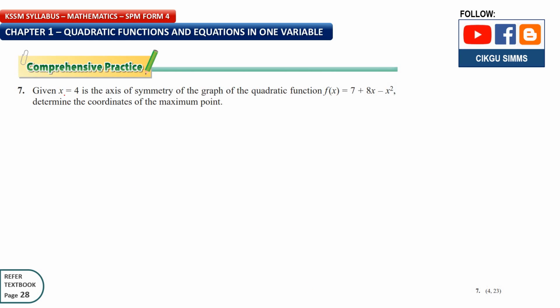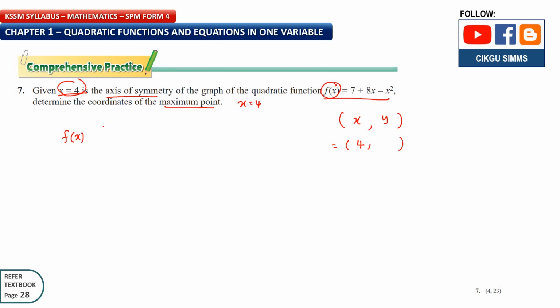Question 7. Given x equal to 4 is the axis of symmetry. So I have the axis of symmetry of this quadratic function. Determine the coordinates of the maximum point. You know that the axis of symmetry passes through the maximum point, right? So for the maximum point, the x will be 4. So you already get the x of the maximum point. Now we need to find y.